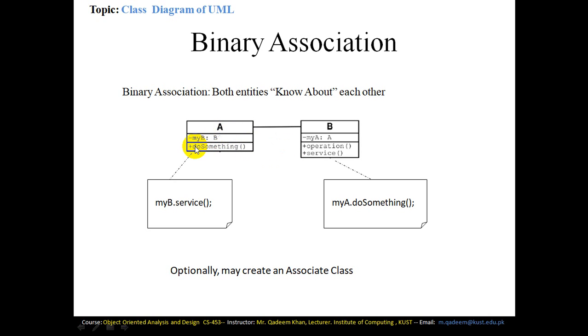For example, through the object of B, we can access the do something function. Similarly, through the object of A, we can access operation and services function. Here is the example: my b dot service. That means service function is in the B, but my b is the object of B, and similarly my a dot do something function. Do something function is in the class A, so through declaring the objects in class B of class A, we can access the function of class A in class B. This is called the binary association. That means we can call both of the classes within each other.